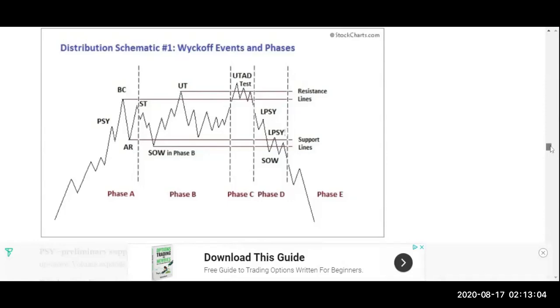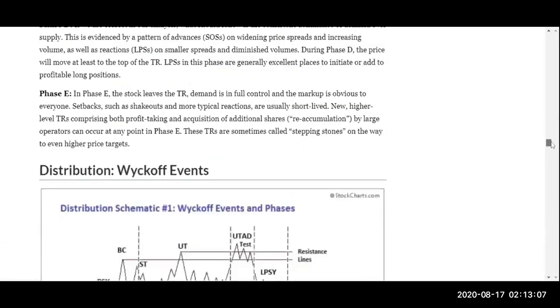So that's pretty much it, I'm just going to keep it pretty simple like that. You've got accumulation, you've got distribution. Let me stop this. Let me take it back to me.